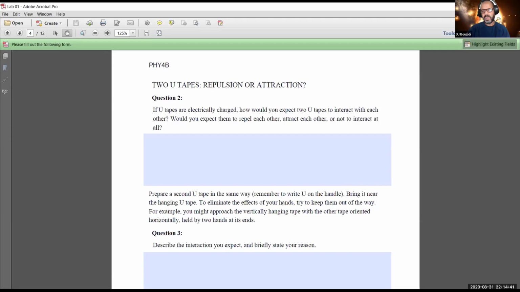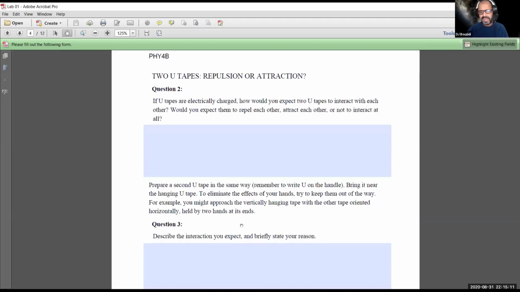We're going to make the first one, leave it hanging, and then bring another one, and you're going to check their interaction. If U tapes are actually charged, how would you expect 2 U tapes to interact with each other? Would you expect them to repel or attract one another? Again, this is your expectation, what you think will happen. And then at some point, you're going to prepare a second U tape, bring it near the first one, and eliminate the effects.